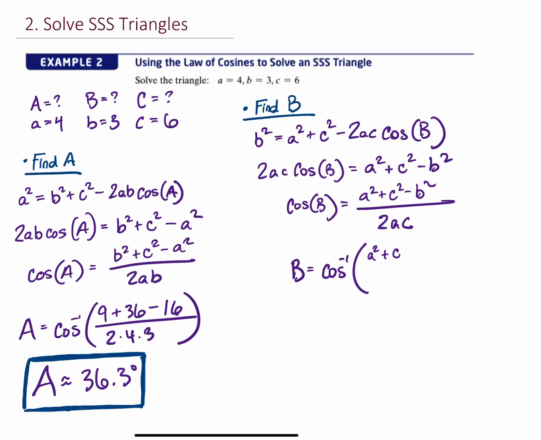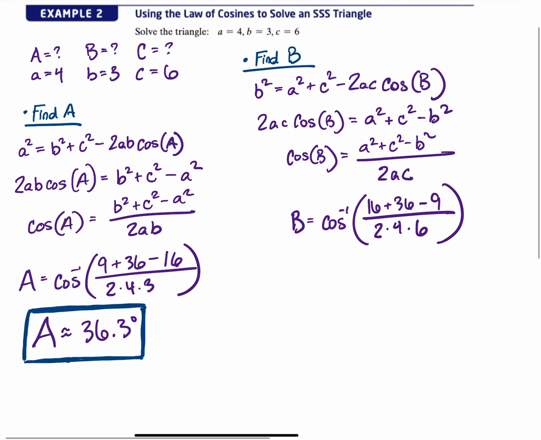Oh, and let's plug in our values now. So a squared is 16, c squared is 36, b squared is 9, 2 times a, which is 4, times c, which is 6. So evaluate the right side, and you should get B is about 26.4 degrees after rounding.